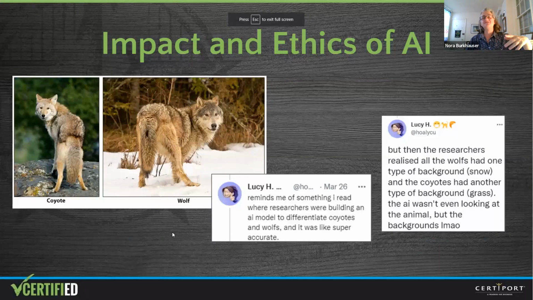But on the ethics side, is the AI doing what we expect it to do? This is a classic example where they wanted to train an AI to tell the difference between coyotes and wolves. According to the folks working on it, it was working great until they found out it wasn't. It hadn't trained on the animals at all. The training was on whether there was snow in the picture or not. So again, just examples of why we need a lot of folks involved in creating and testing these things, making sure they're doing what we expect them to be doing.